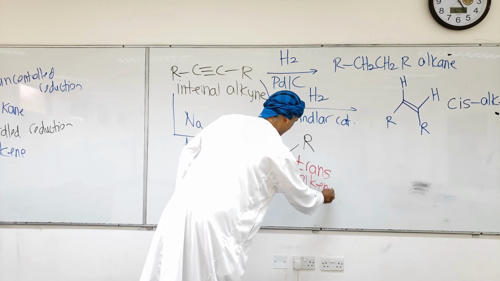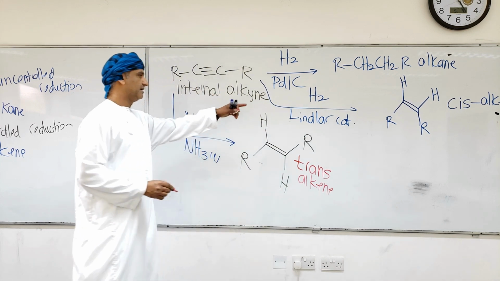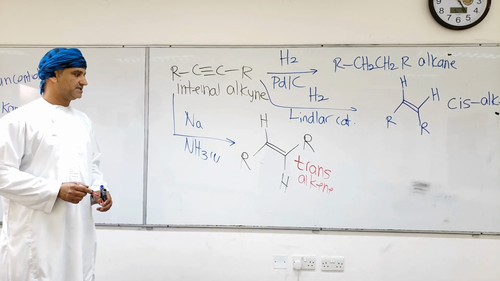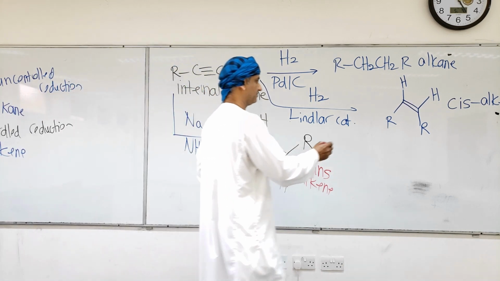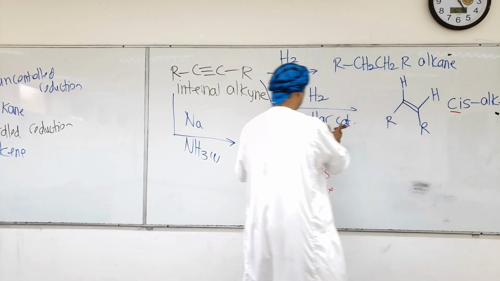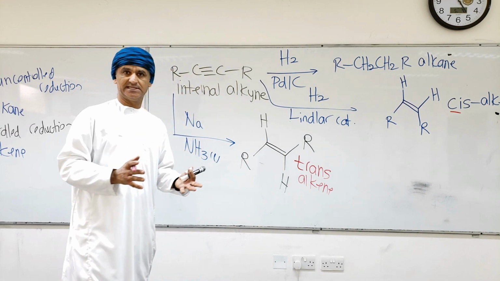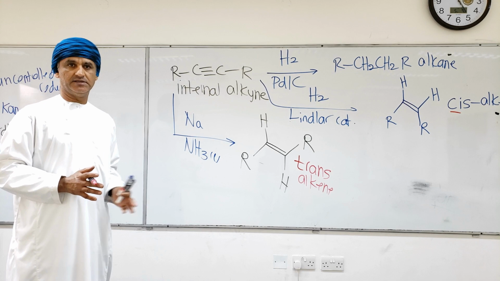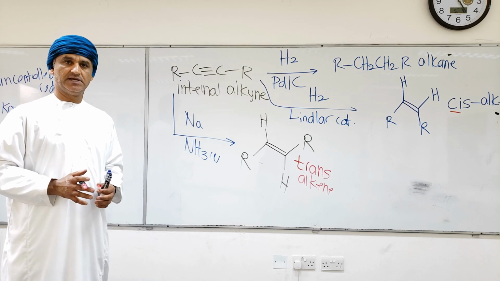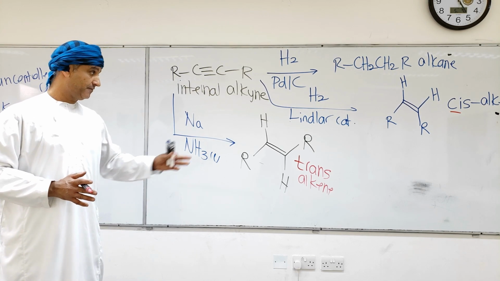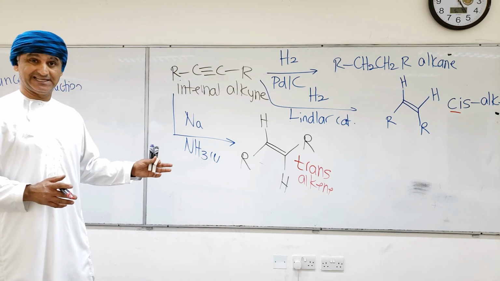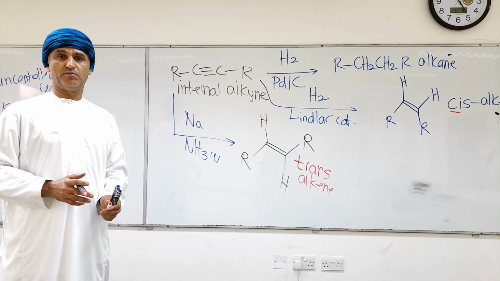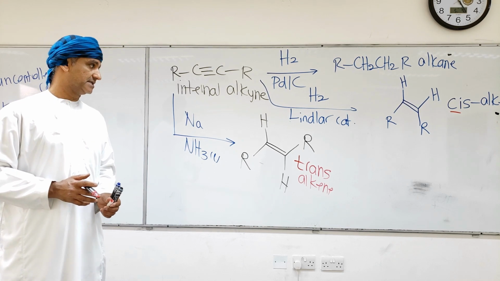This method leads to the trans alkene, while hydrogenation using Lindlar's catalyst leads to the cis alkene. This is a very important observation. The two methods complement each other, which means if you want a cis alkene from an internal alkyne, the reduction conditions should be hydrogen in the presence of Lindlar's catalyst. If, on the other hand, a trans alkene is desired, then an alkali metal in the presence of liquid ammonia should be used instead.